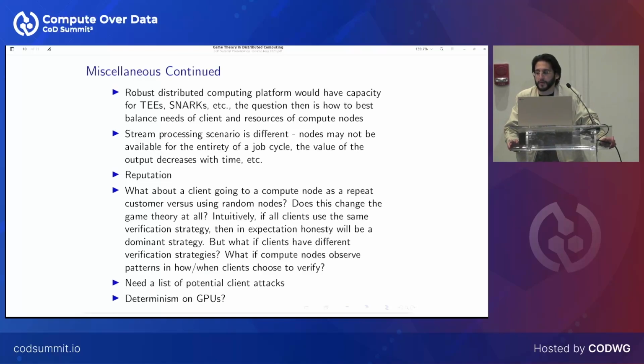But the question is, what other attacks can clients launch, other than software viruses and so on? What other kinds of potential manipulations can clients do? Another question is, can we get determinism on GPUs? The answer, from what I understand, is basically yes, but it's a bit complicated. I know there are people working on getting determinism on GPUs, both on inference and on training. It's tough, but my understanding from the people I've spoken to is that it is very much possible.